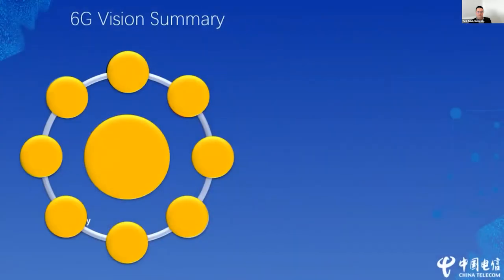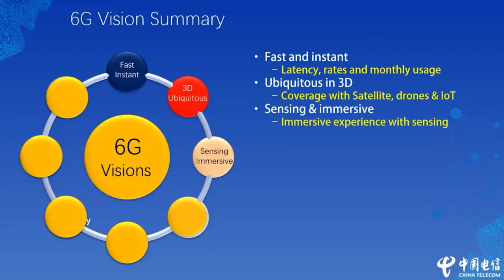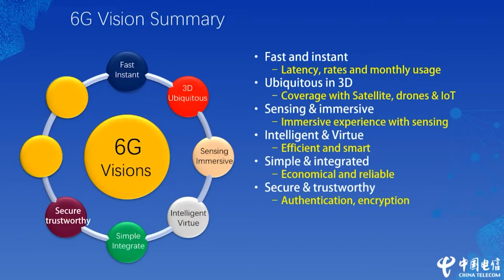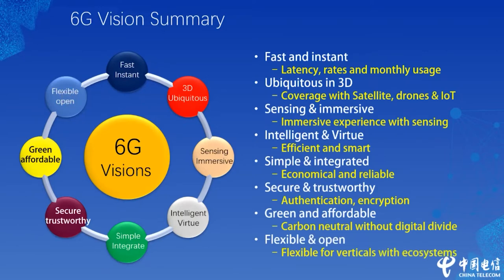So far, many white papers have been published with a variety of 6G visions, including fast and instant, ubiquitous in 3D, sensing and immersive, intelligent and virtual, simple and integrated, secure and trustworthy, green and affordable, flexible and open. Many of these visions could be mutually conflicting, and the job now for us is to identify the realistic ones that could actually be implemented during the 6G time period.